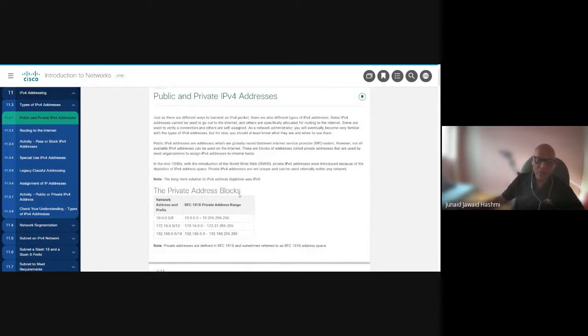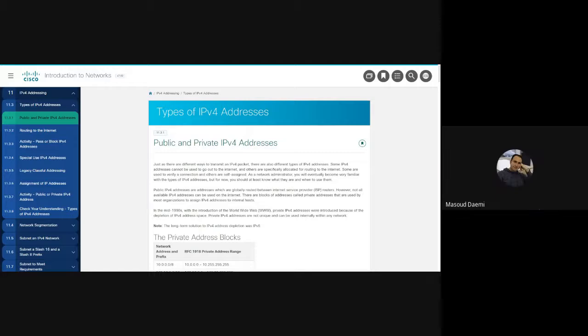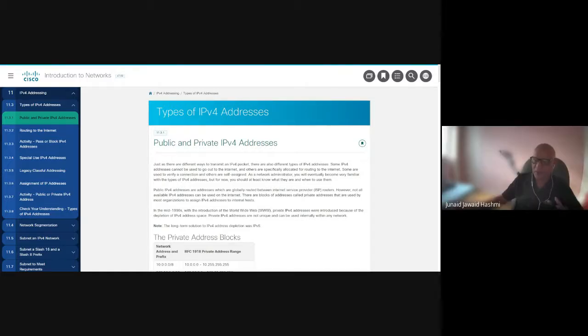All right. Let's test your knowledge. What is the difference between a public and a private IPv4 address? Anybody knows the difference between a private and a public IPv4 address? Private is used in a local area network and a public is used on the internet.